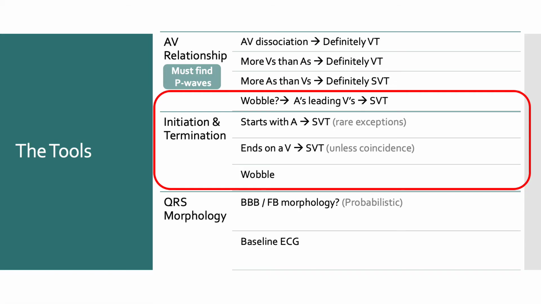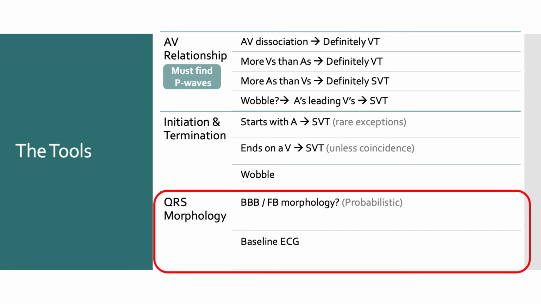Finally, let's take a look at the last tool we have in our toolbox, which is QRS morphology. QRS morphology requires you to identify a left bundle or a right bundle branch block in a wide complex tachycardia, and it relies on your ability to distinguish a good from a not so good bundle branch block, and this is mostly probabilistic. So this is why this is the weakest tool in this toolbox.